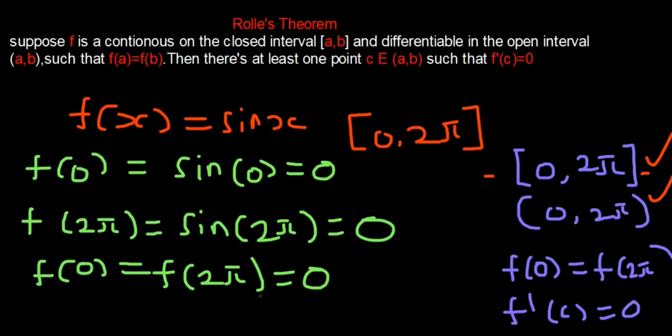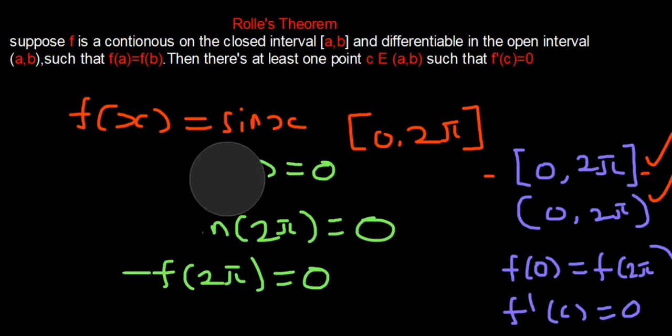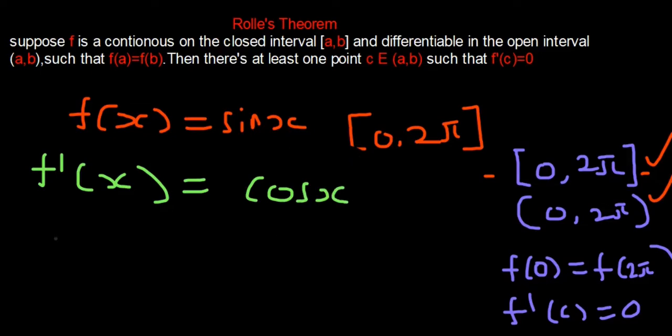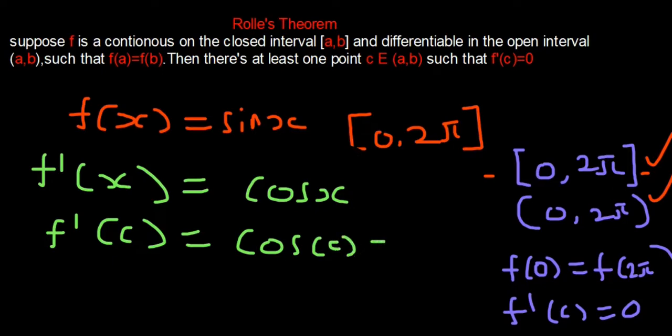So if that's the case, then let's find our point C. So at point C, the slope of the function will be equal to 0. So before we can find our point C, let's find the expression for the slope of this function. So let's find the first derivative of this function here. The first derivative of sine will be cosine of x. So at point C, the slope of the function will be equal to 0. So that means when we put C in the slope of the function, we should get an answer of 0.